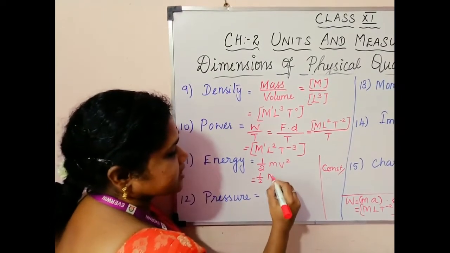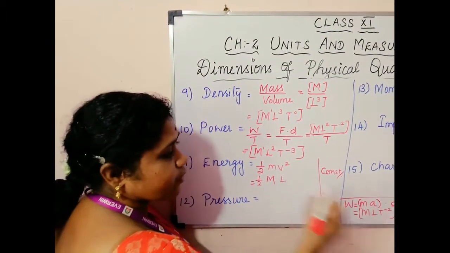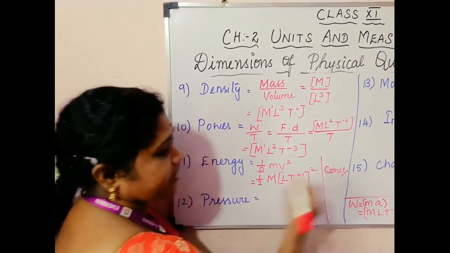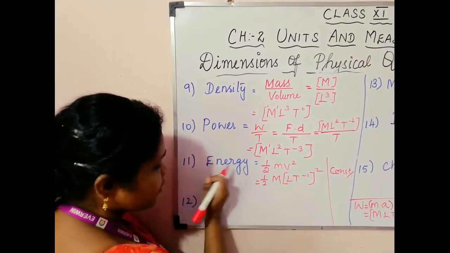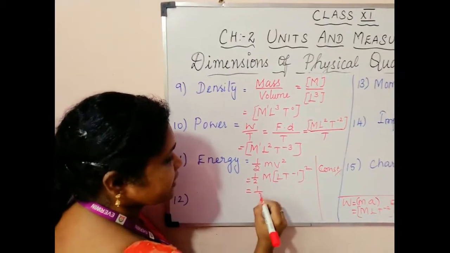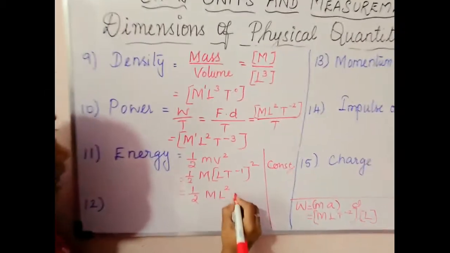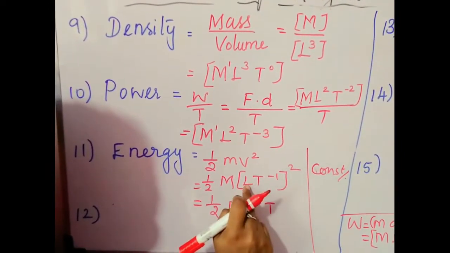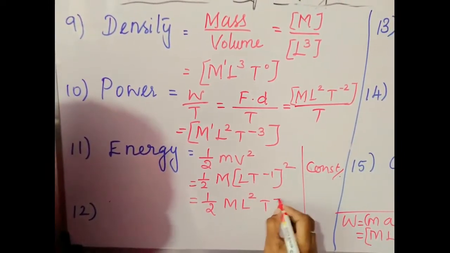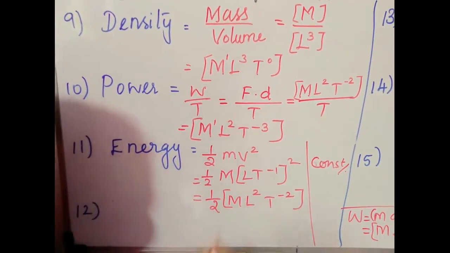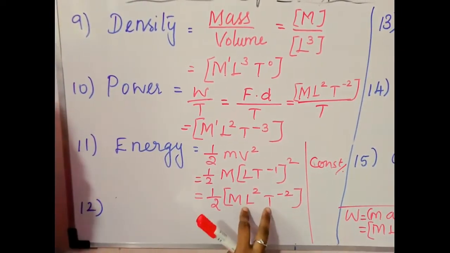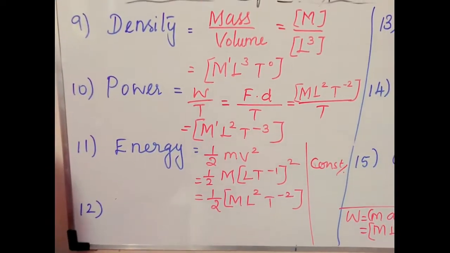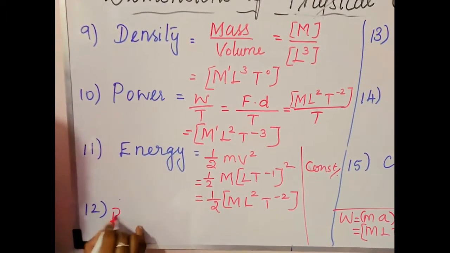Then mass M, and velocity we have found, that is L T power minus 1 the whole square. So half M L square T power minus 2, the square is common for L and T. So this is the dimensional formula for energy. Next, pressure.